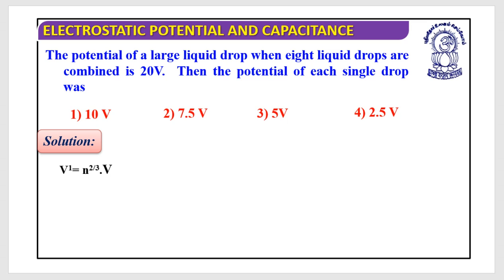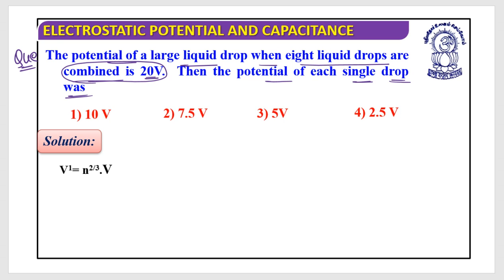Let's have a look at the next question. The question says that the potential of a large liquid drop when 8 liquid drops are combined is 20 volt. Then the potential of each single drop was, okay, so how could I do this? The potential of a large liquid drop when 8 liquid drops are combined, yes, so this is the potential of the combined drop, and I need to find out the potential of each single drop. So how can I do this?